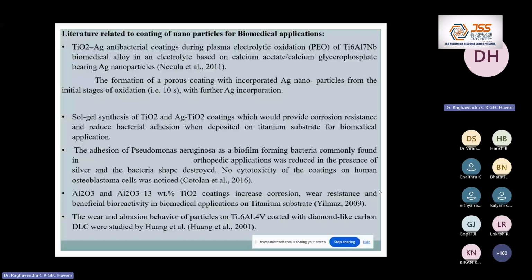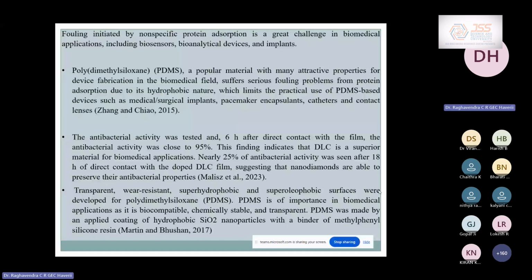Fouling, which is protein adsorption, is a greater challenge in biomedical applications, including biosensors, bioanalytical devices and implants. PDMS, polydimethylsiloxane, is a popular material with many attractive features for device fabrication in the biomedical fields. It suffers serious fouling problems from protein adsorption due to its hydrophobic nature, which limits the practical use of PDMS-based devices such as medical and surgical implants.